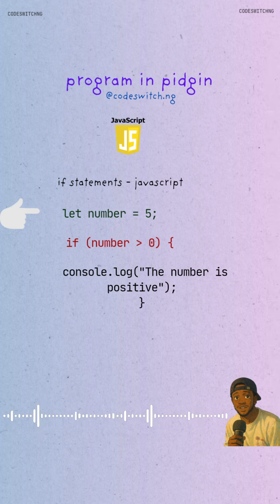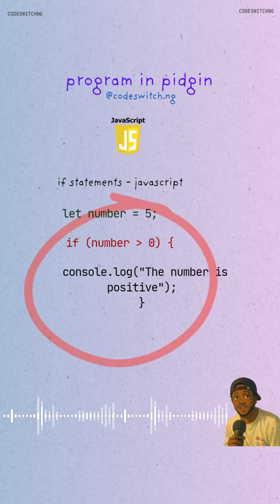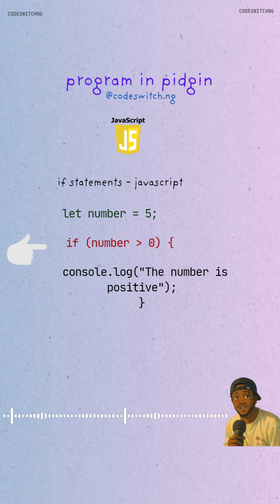For this example, we set our number variable to be 5. I didn't teach you about setting variables before. From there, we write our if statement. We use this if statement to check if the number variable is greater than 0.